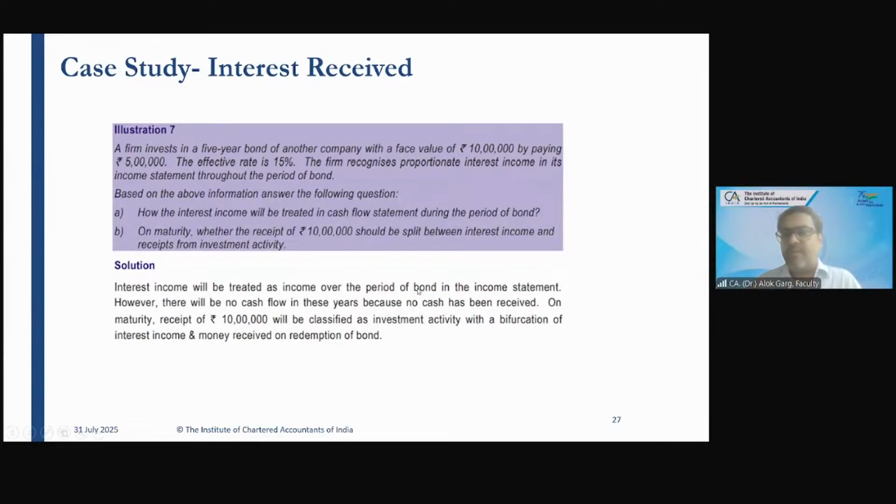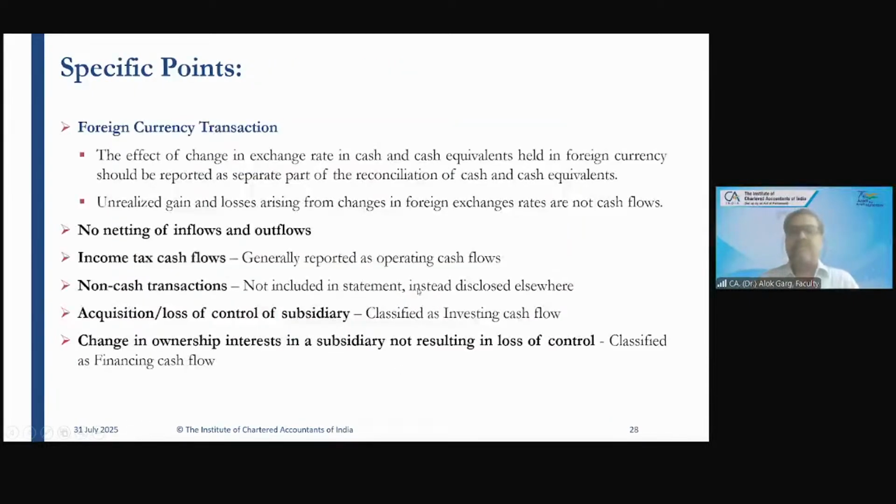बिकॉज ये नॉन कैश है और नॉन ऑपरेटिंग भी है. ओके, राइट, वेरी गुड. Now there are some specific points. What are the specific points? Standard says that in case of foreign currency transaction, for example, the company has done some foreign currency transaction. So the effect of changes in exchange rate in cash and cash equivalent held in foreign currency should be reported as separate part of the reconciliation of cash and cash equivalents.